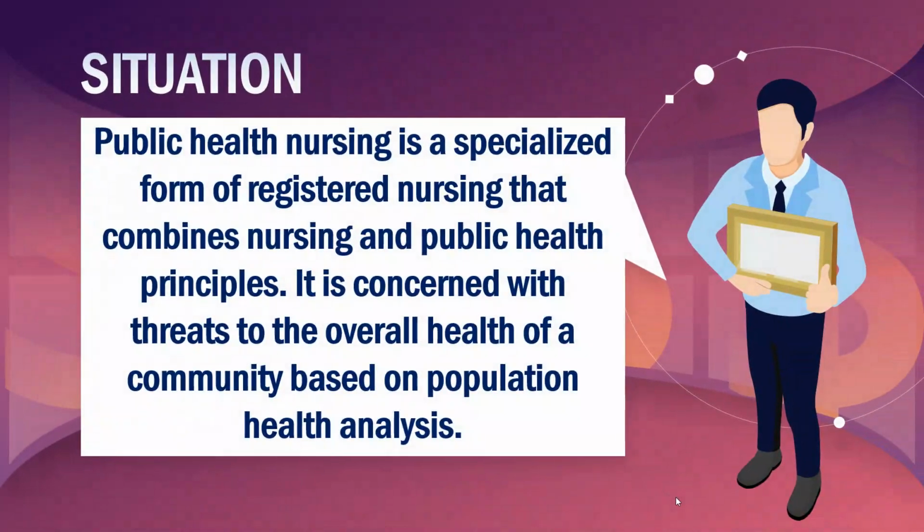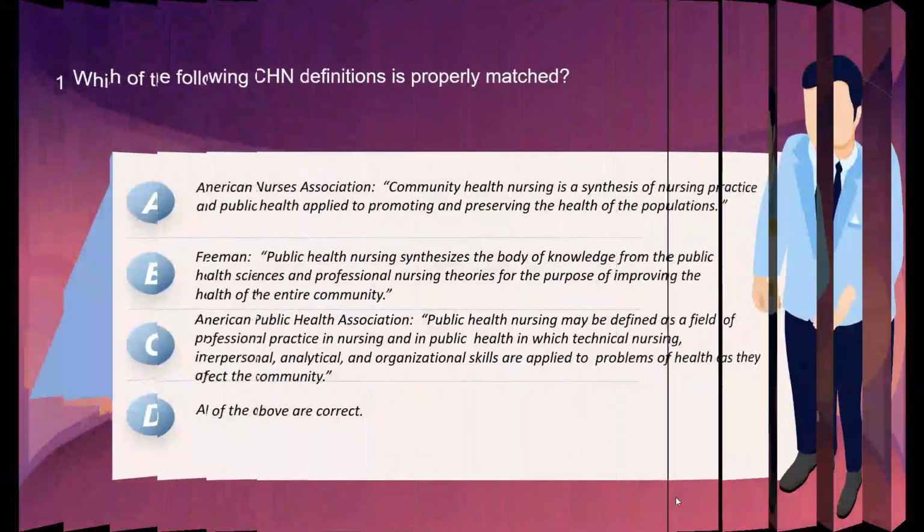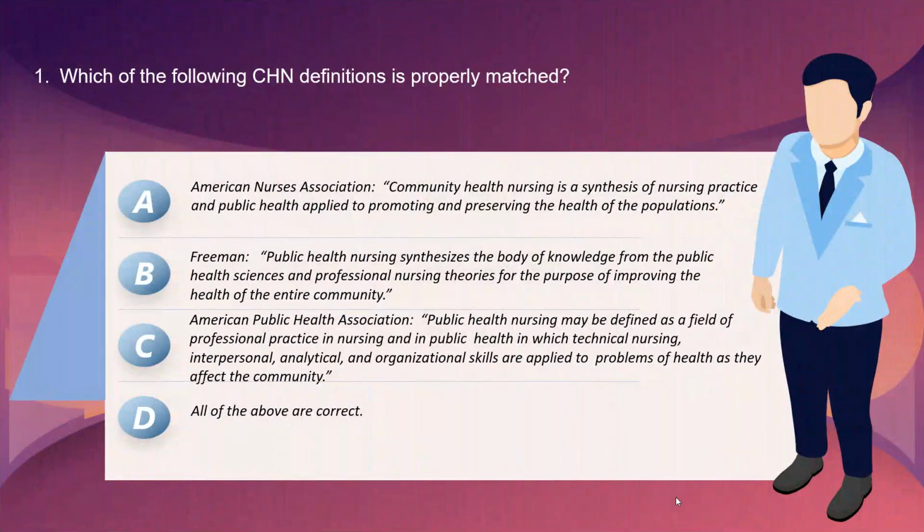Public health nursing is a specialized form of registered nursing that combines nursing and public health principles. It is concerned with threats to the overall health of a community based on population health analysis. Question number 1. Which of the following definitions is properly matched?